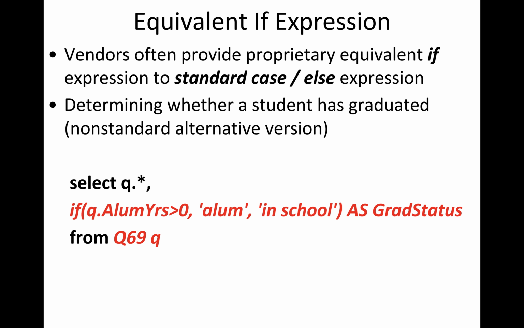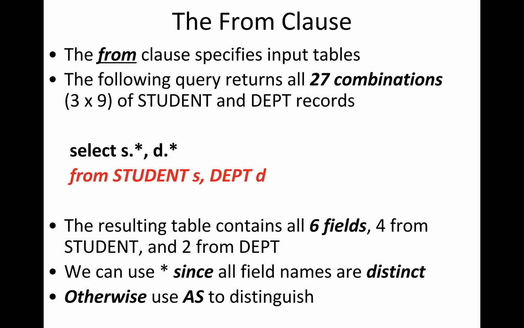There's also a much more abbreviated version of this query. Instead of using the case, you can just do an actual if statement. If alum greater than 0, then it returns this value. It has the same syntax as Excel: if this is true, then it returns the second argument; if it's false, it returns the third argument. And then it just renames it to be graduation status.